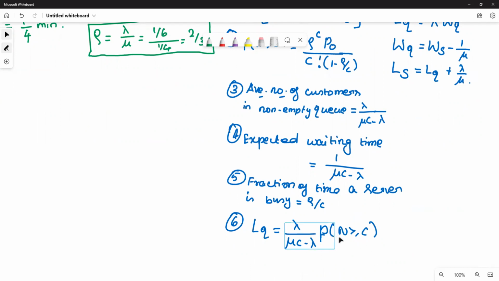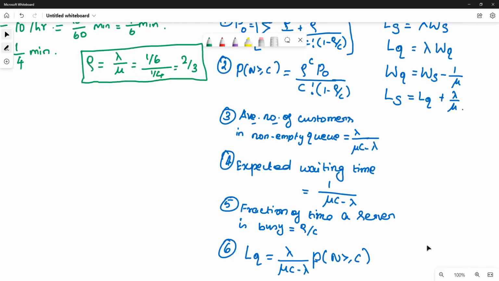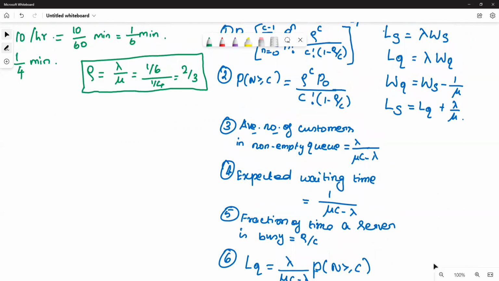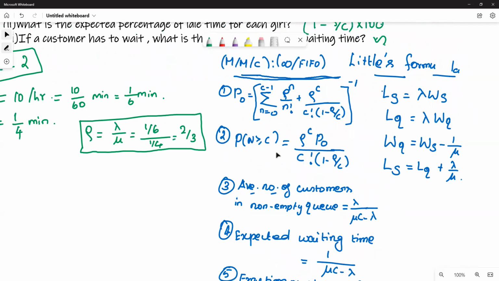It denotes the probability that the number of customers in the system is greater than or equal to the number of servers. Then only Q forms, no? That's why we are multiplying that with P of n greater than or equal to C. What is the formula to calculate P of n greater than or equal to C? It is (rho/C) into P naught by C factorial into (1 minus rho by C).